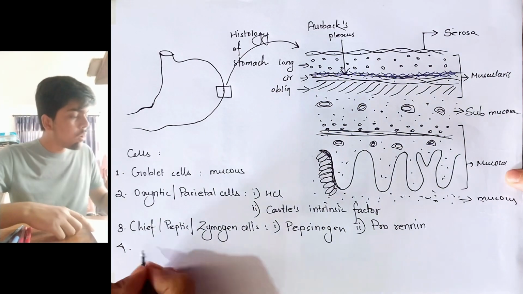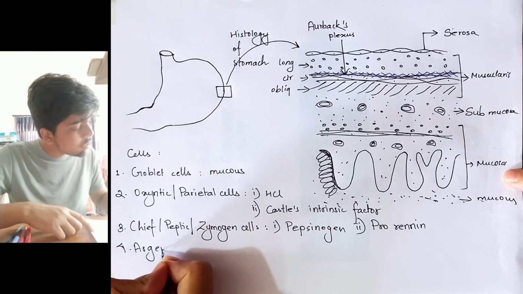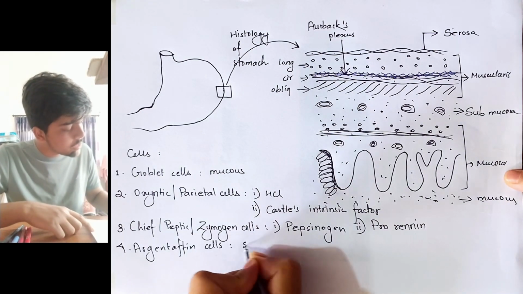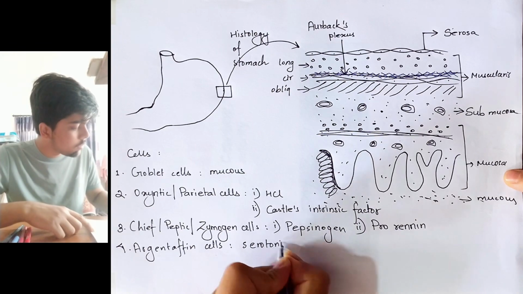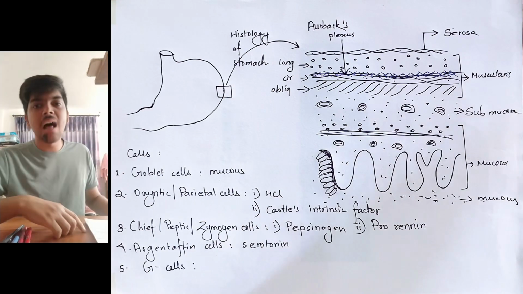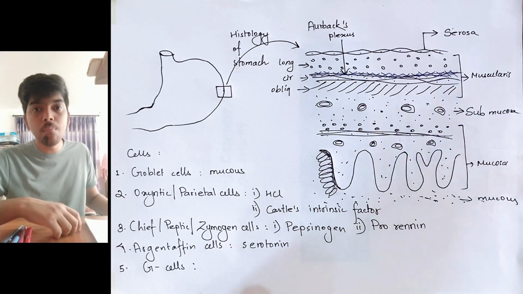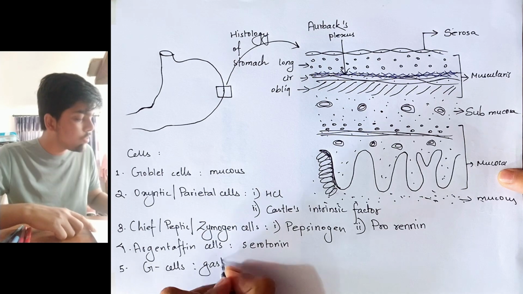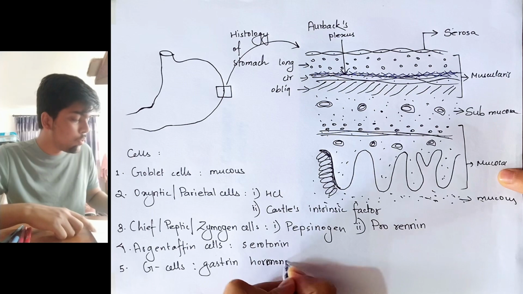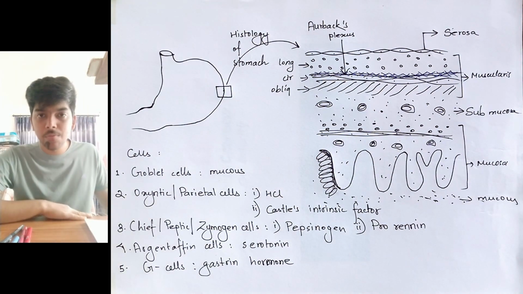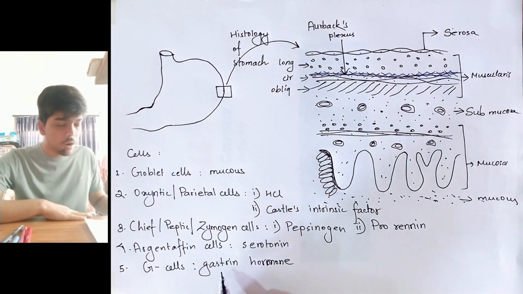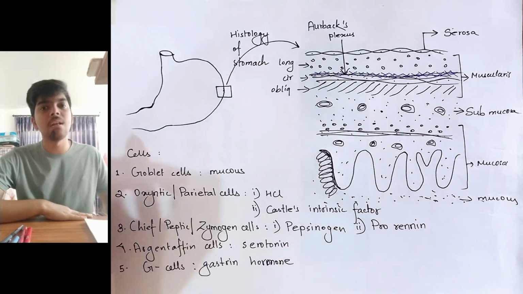Number four, enterochromaffin cells. Enterochromaffin cells are responsible for the secretion of serotonin. Number five, G cells. G cells are endocrine cells because they secrete a hormone, and the name of that hormone is gastrin hormone. From the name itself, you might be able to determine the function of it. What's the function of gastrin hormone? Gastrin hormone is a local hormone. That is, this hormone controls the secretion of the rest of these cells.